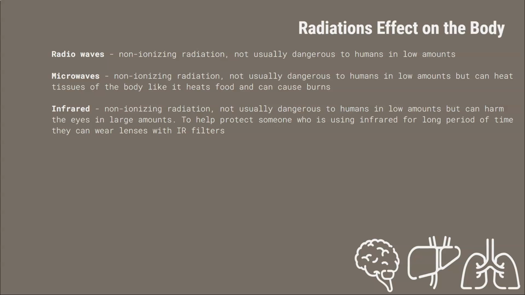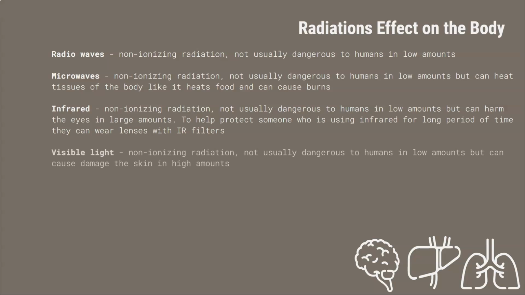The retinas of your eyes contain the rods and cones, which help you see in light and in dark. And if you wreck your retina, you can't see, because the retina is what passes the message back to the brain. Visible light is again non-ionizing, not dangerous to us in low amounts, but it can cause skin damage in high amounts. UV rays now are in the ionizing section, okay?